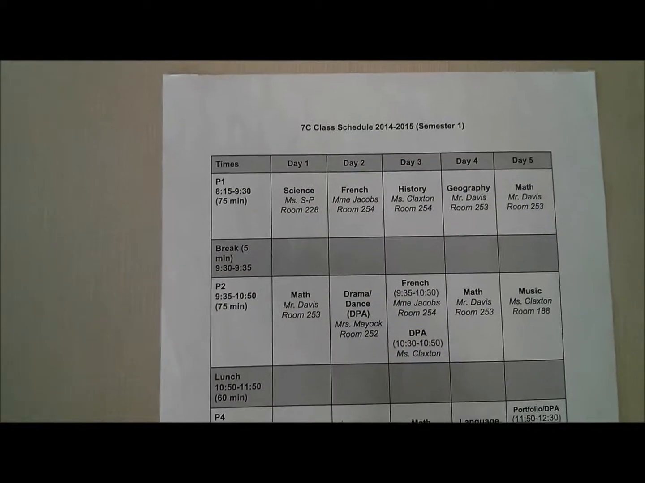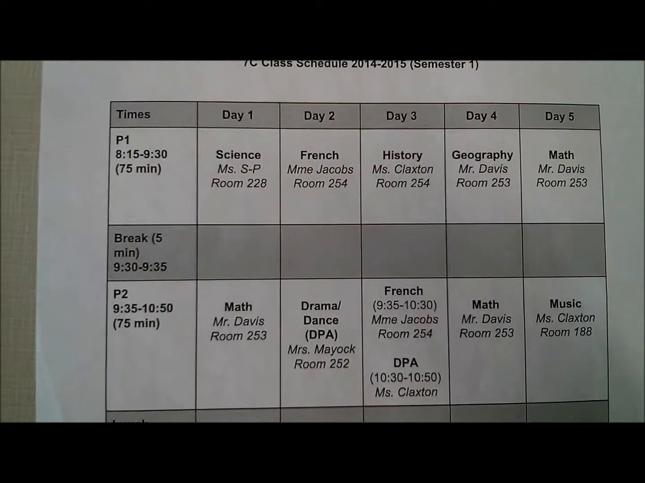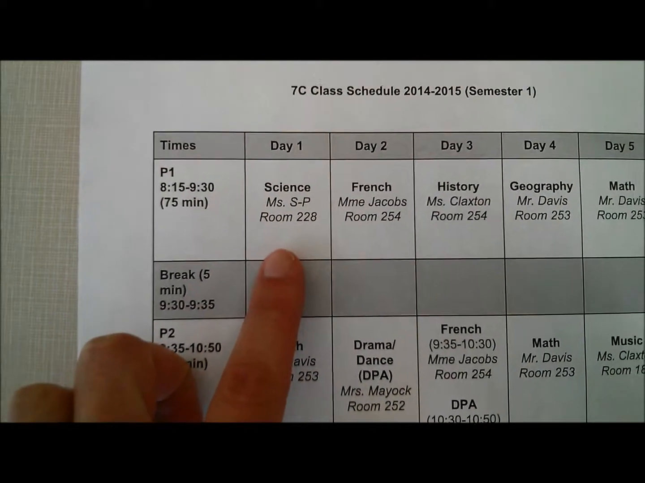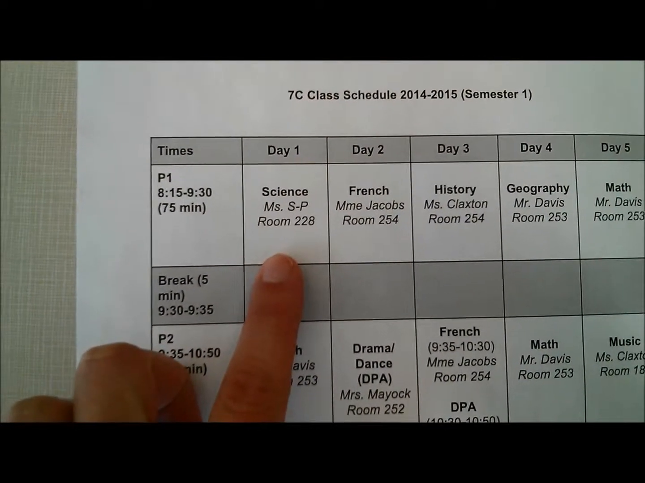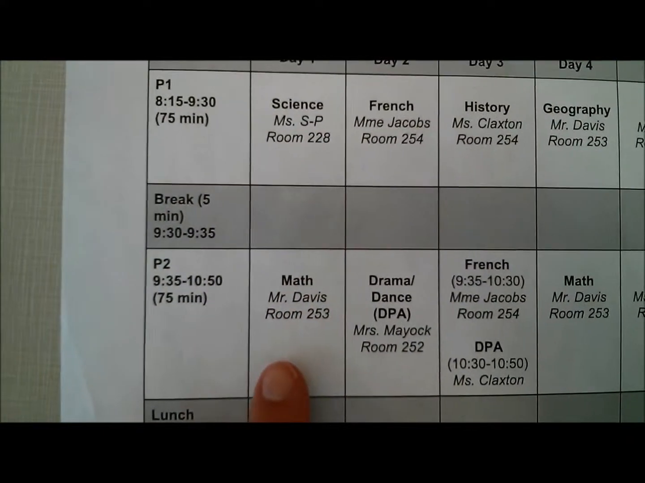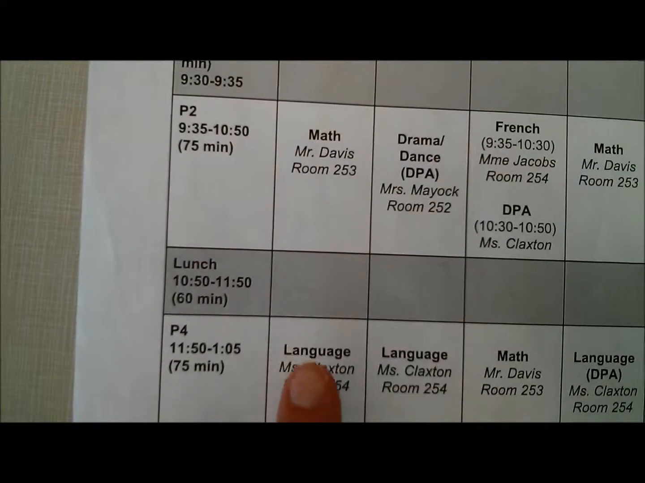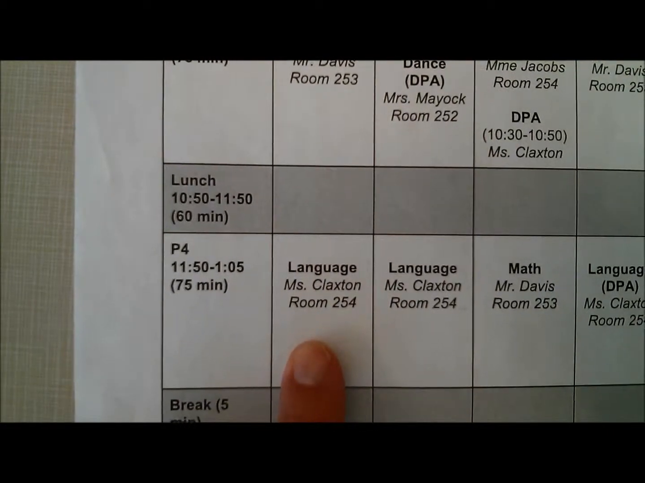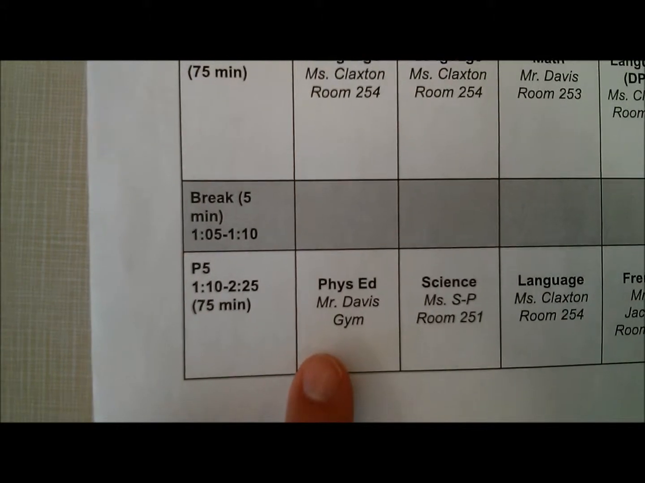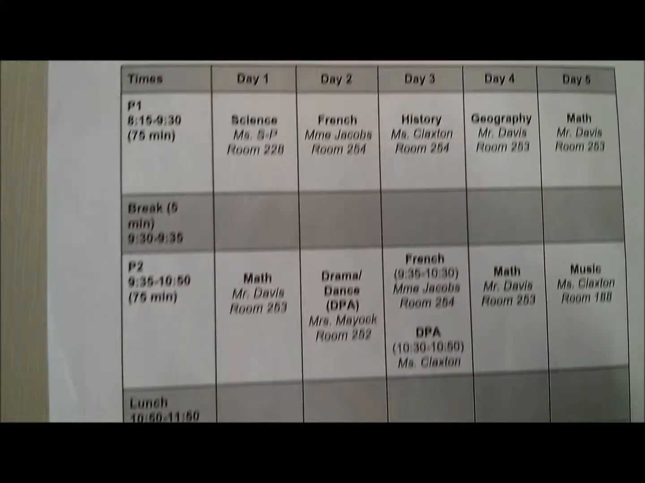The map is especially handy because if you notice here, you are on a rotary schedule. In period 1, on day 1, as our example right here, my class has science with Ms. SP, one of our grade 8 teachers who's excellent in science. Then they move to math with Mr. Davis. They have lunch. They move to language. They finally get to see me, their homeroom teacher at that point. And at the end of the day, they go back to Mr. Davis for some gym. The next day, that changes.